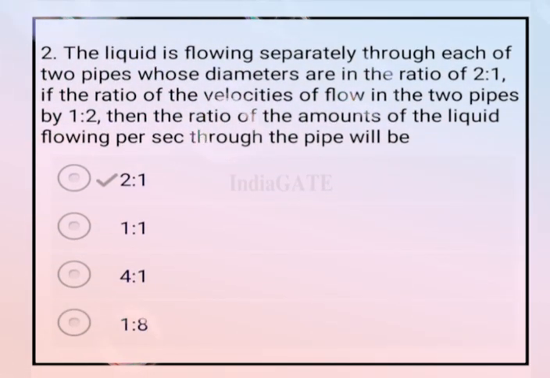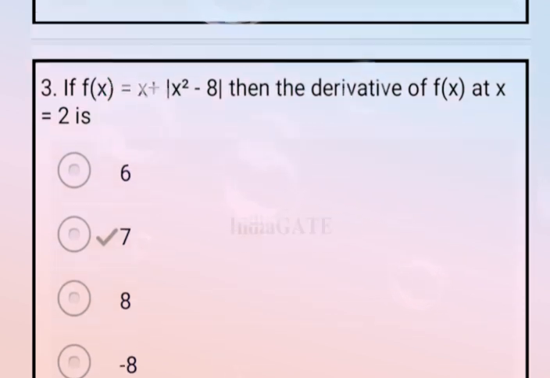A liquid is flowing separately through each of two pipes whose diameters are in the ratio of 2:1. If the ratio of the velocities of flow in the two pipes is 1:2, then the ratio of the amount of liquid flowing per second through the pipes will be. So the correct answer is option A, that is 2:1. Now, next question.